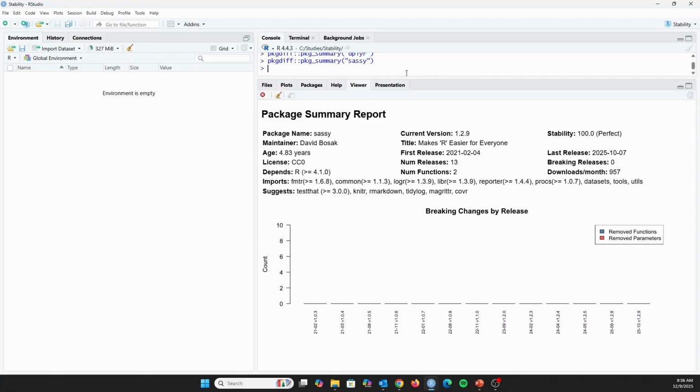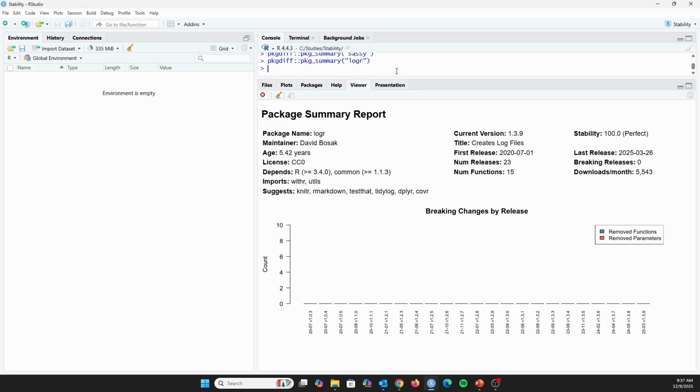And you can see that this package has had 13 releases. It's had no breaking releases for a perfect stability score. And I'm going to look at another package. This was actually the first r-sassy package and predates the r-sassy system itself by about 8 months. The logger package also has a perfect stability score. It's had 23 releases, none of them breaking.